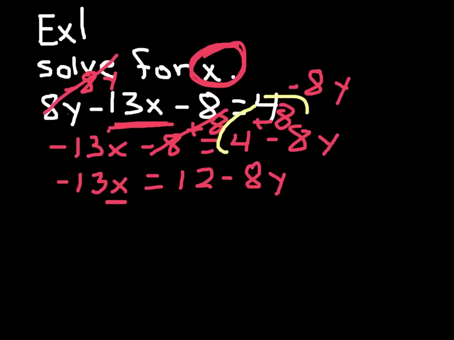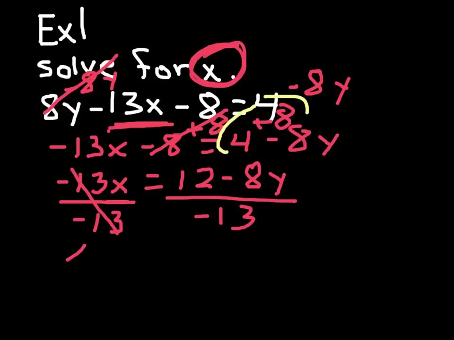Now all I got to do here is get x by itself. They're multiplying by a negative 13, so I'm going to divide both sides by a negative 13. So I'm dividing everything, this whole side, by a negative 13. These cancel, and all I have left is x. So my answer is 12 minus 8y over a negative 13.